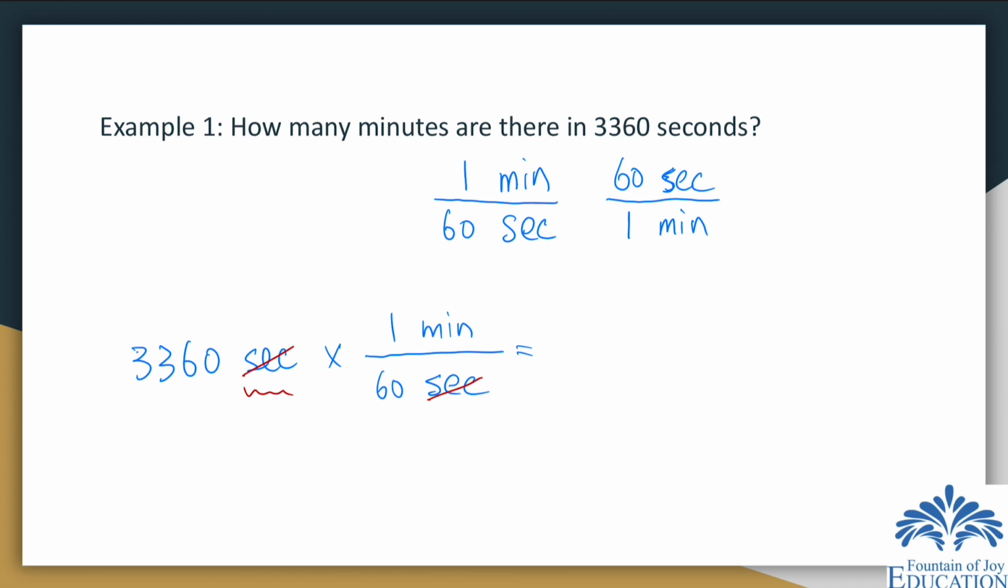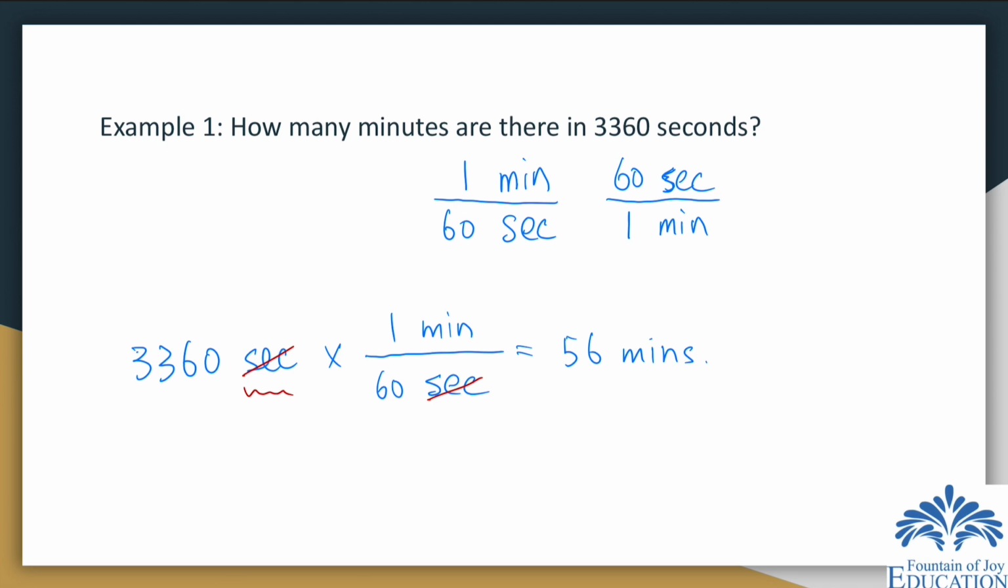And the rest is just simply doing the calculation. So 3,360 divided by 60 equals 56 minutes. And this is how we utilize the conversion factor in this example.